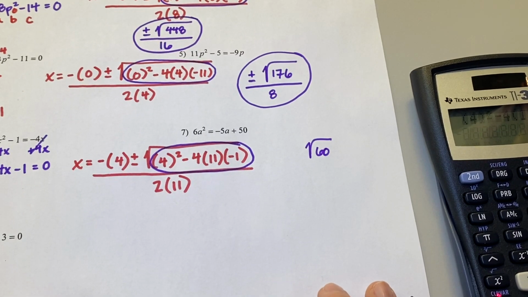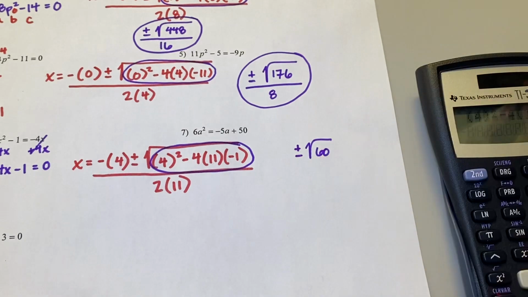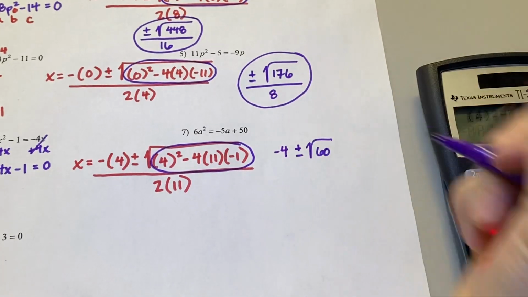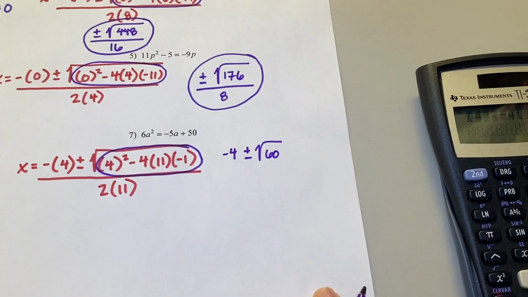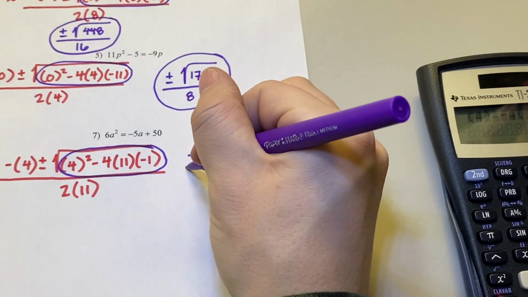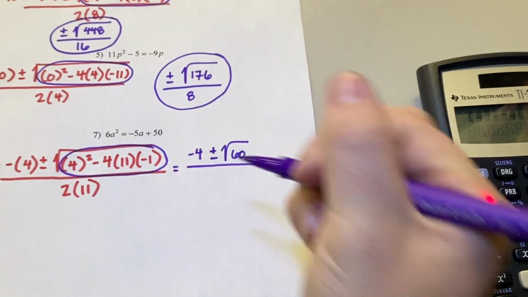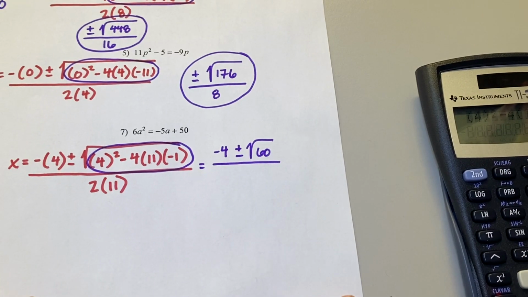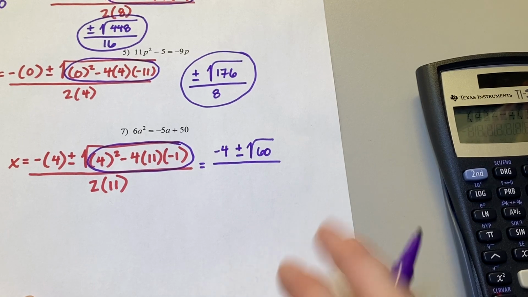Plus or minus, but then it's not 0 this time. It's -4, right? So now our answer looks like -4 plus or minus square root of 60 divided by what? What's 2 times 11? 22.